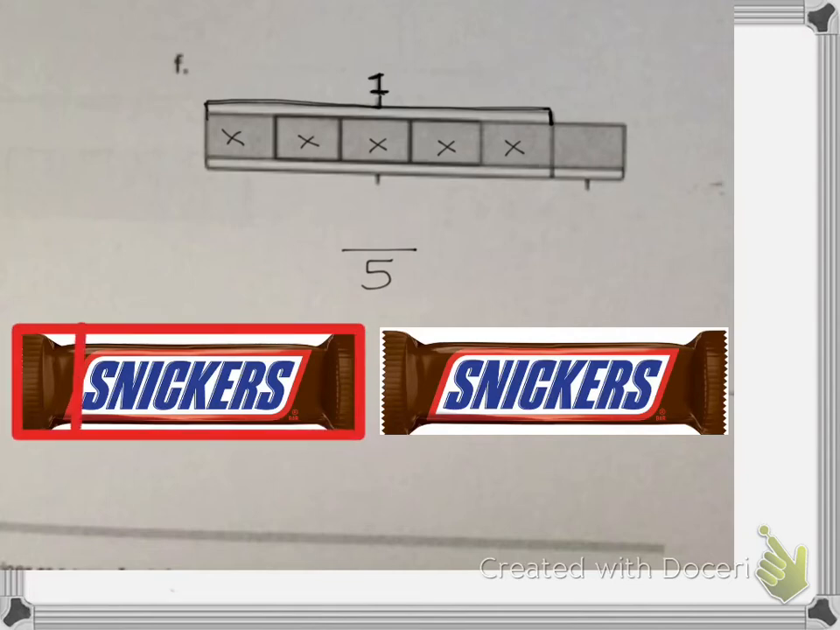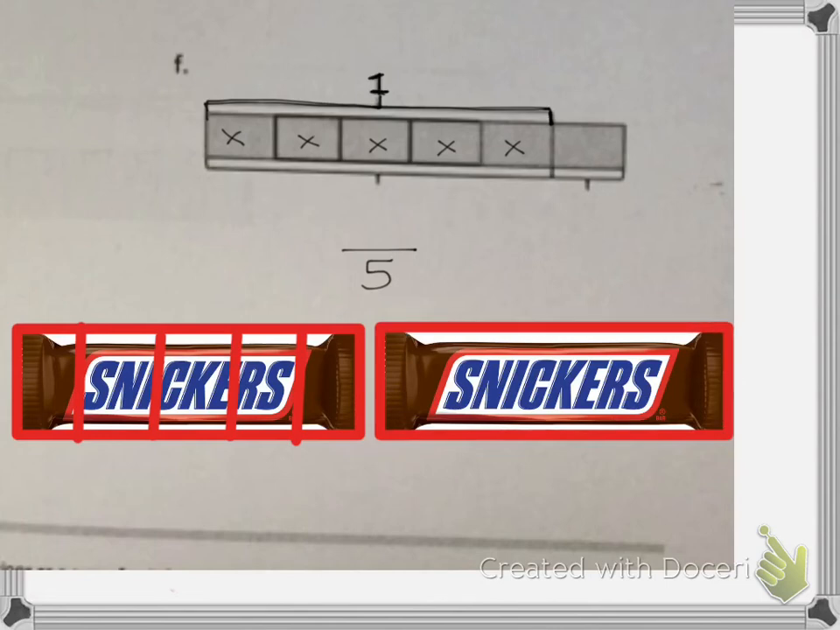All right, so 1, 2, 3, 4, and 5. Okay, and I'm going to be cutting this other Snickers bar into fifths as well, because whatever we have, we're going to cut into fifths. Okay, so I have 2 Snickers bars, and we are cutting them into fifths.